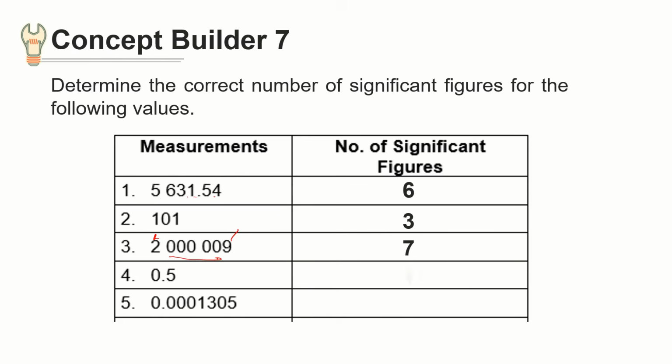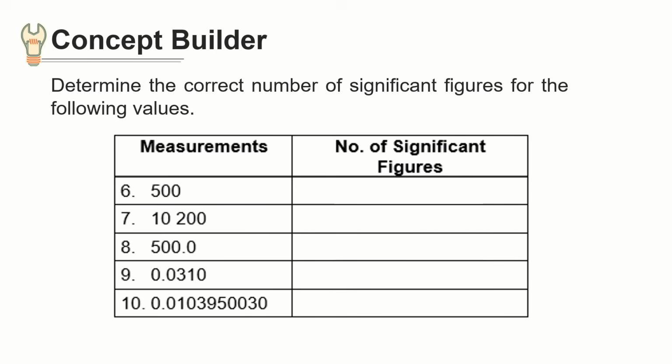So, 1 significant digit lang siya, kasi zeros to the left side of the first non-zero digit are not significant. So, dito din, we have here 4 significant digits. So, again, zeros to the left side of the first non-zero digit are not significant.